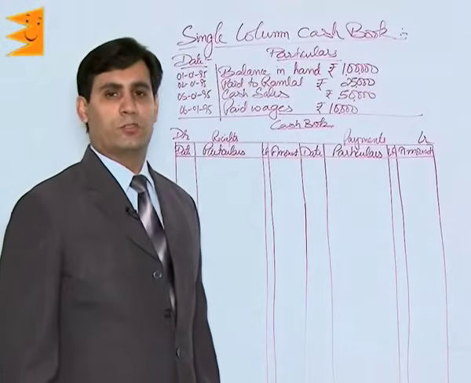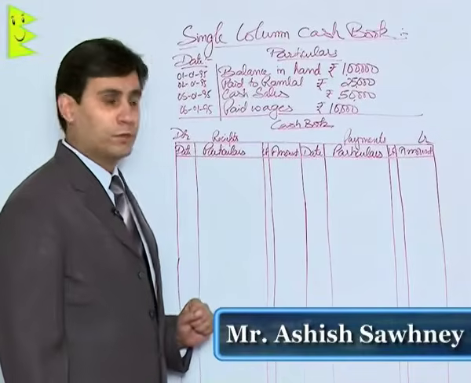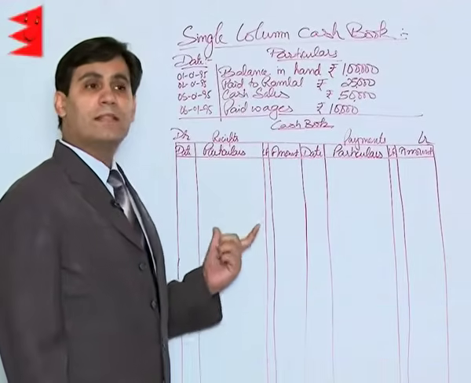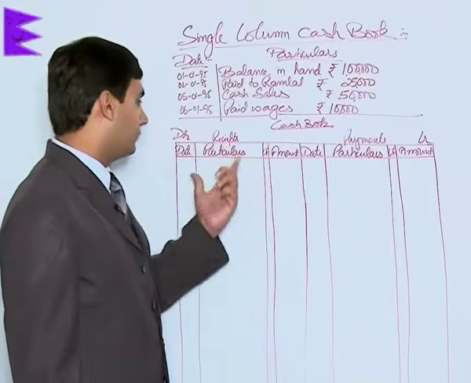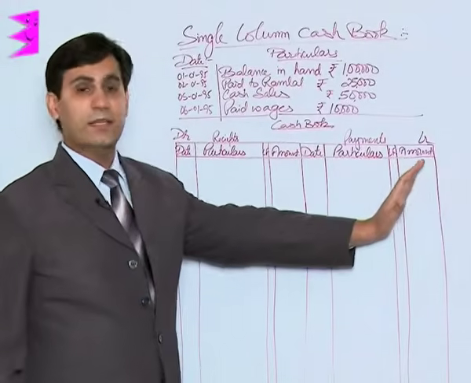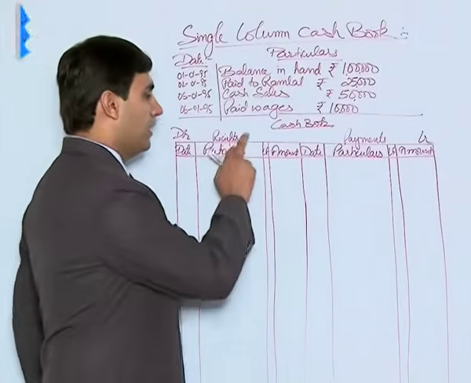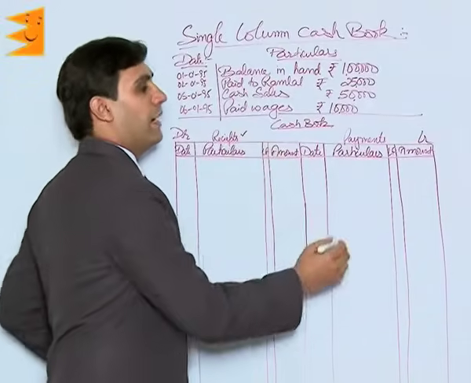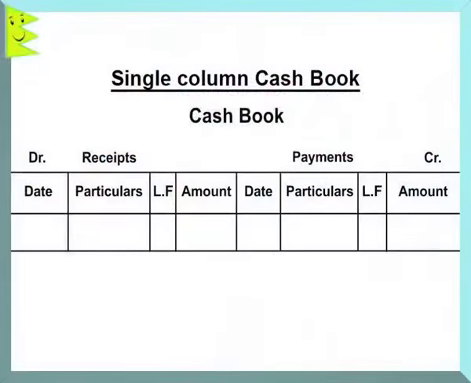Starting with single column cash book. Now students, here is the format of single column cash book. Again, the format is almost similar to a ledger. In a ledger, there are two sides. The left hand side is the debit side and the right hand side is the credit side. But here only one additional feature is there, that debit side receipts is mentioned at the top, and on the credit side the payments is mentioned on the top. Rest everything is same, date column, particulars, ledger folio and amount.